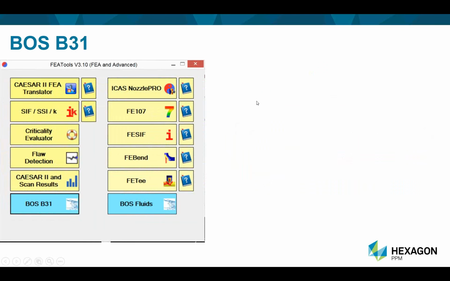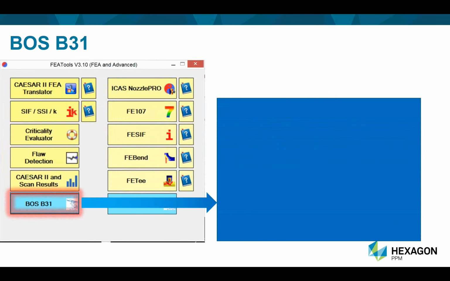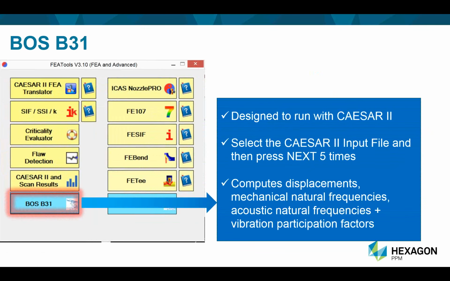So again, this is the menu that you see. And once you click on the BOS B31 utility, what you will see is that, first of all, just like you've seen in Chris and Mark's presentation, there's a very close alignment with CAESAR II. And it's a very simple 5-stage input. And this involves the computation of the mechanical and acoustic natural frequencies and the mode shapes.